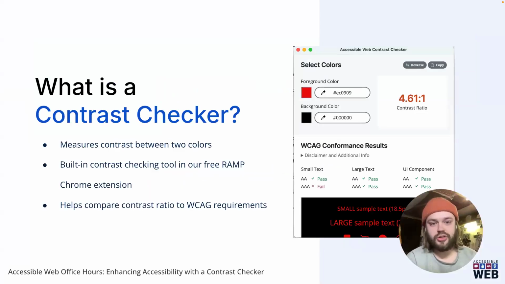So contrast checkers are tools designed to measure contrast by sampling a selection of two colors on your screen and measuring the contrast ratio between them. Accessible Web provides a free contrast checking tool built into the RAMP Chrome extension. There are a few helpful checks built in to easily compare the contrast ratio to WCAG requirements. And later on, I'll provide a demonstration using this tool to manually test contrast on a web page.